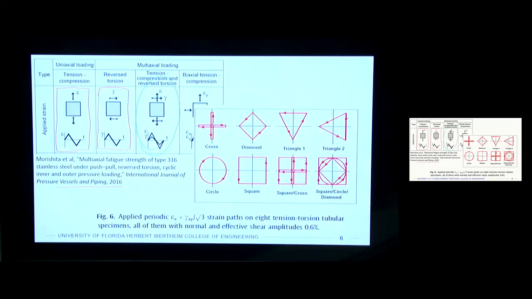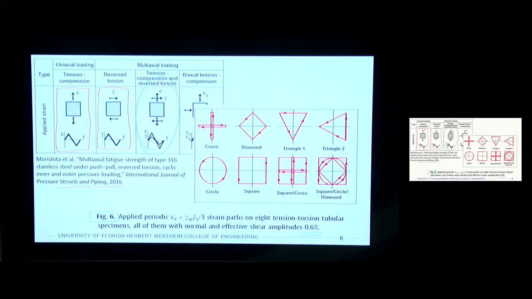So this is figure 6 from the paper, and the caption says applied periodic epsilon x, so that's the normal strain along the axis, crossed with the shear strain xy divided by square root 3, strain paths on 8 tension torsion tubular specimens. So they've done 8 different patterns, is what they're saying, all of them with normal and effective shear amplitudes 0.6%. So they matched the strain amplitudes in shear and the normal direction to be 0.6%.